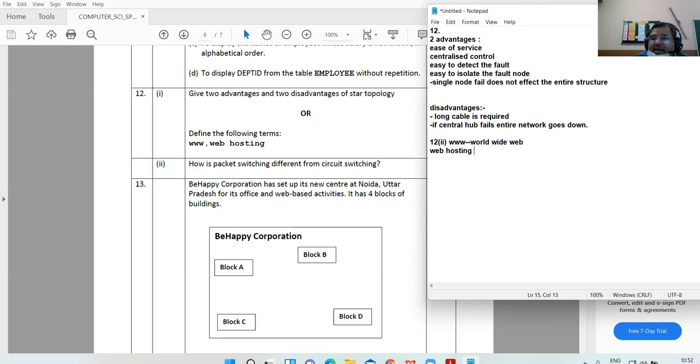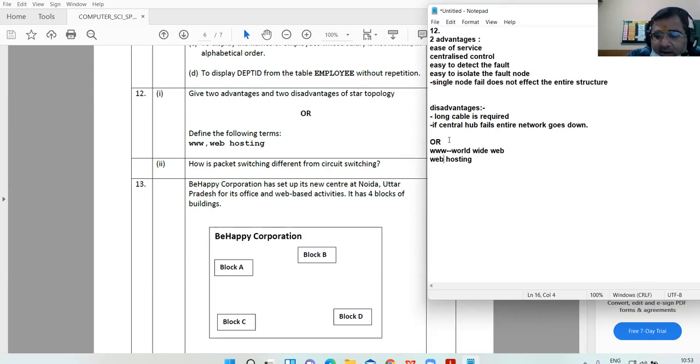Web hosting basically is a service that allows organizations to host their website on the server. Space will be given to you on the server and you can host your website on the server so that it is publicly accessible to everyone. And there are four types of hosting: free, virtual, dedicated, and co-location. These are the four types of web hosting. Okay. This was the internal choice part.